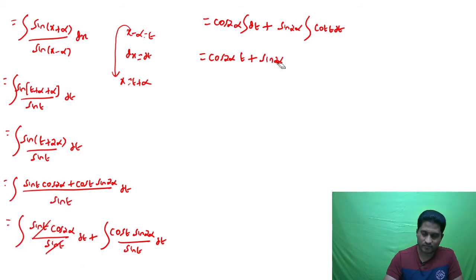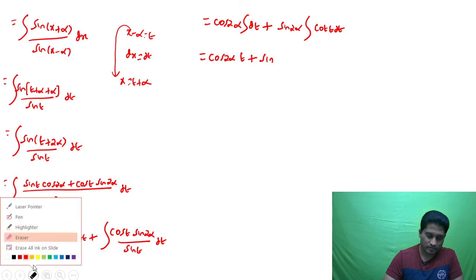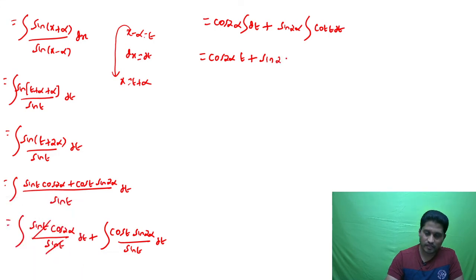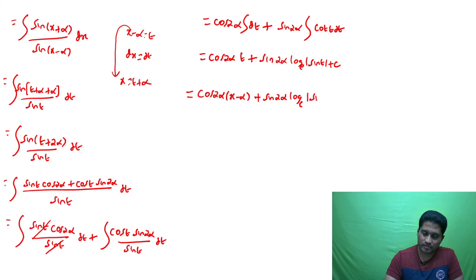So this is cos 2 alpha, integration of dt is t, plus sin 2 alpha, and then integration of cot x is log sin x, so this is log of sin t, and then plus c. So this is cos 2 alpha, substitute the value of t, which is x minus alpha, plus sin 2 alpha into log of sin of t, where t is x minus alpha, and then plus c.